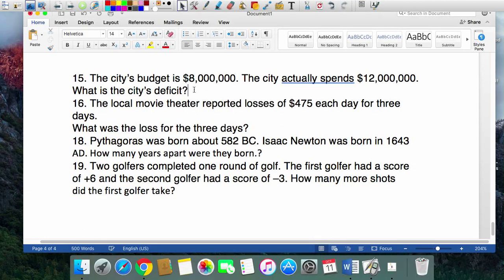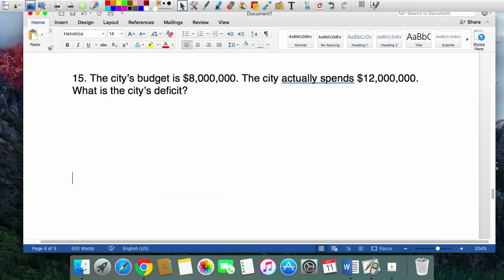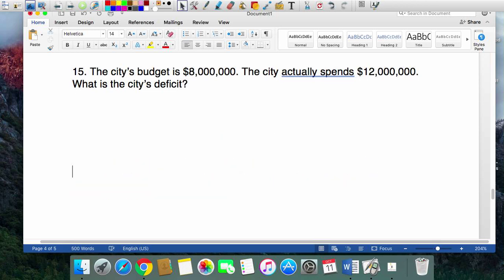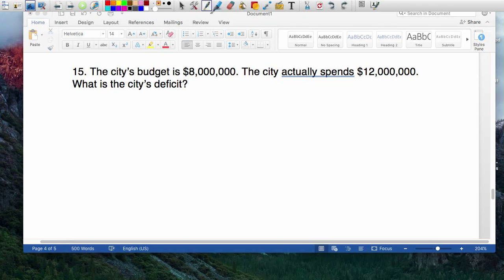15. The city budget is $8 million. It actually spends, what do you call the city's deficit? So the city has $8 million that they have calculated in their budget to spend. Right? So they actually spend $12 million, so that's represented by negative 12. So how much money here do they have left in their bank account?